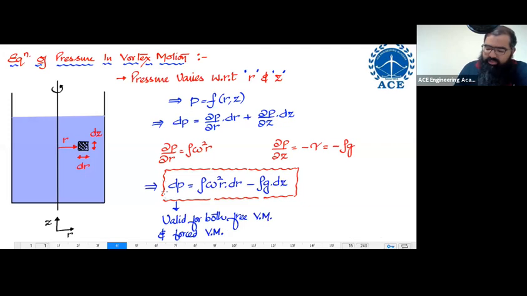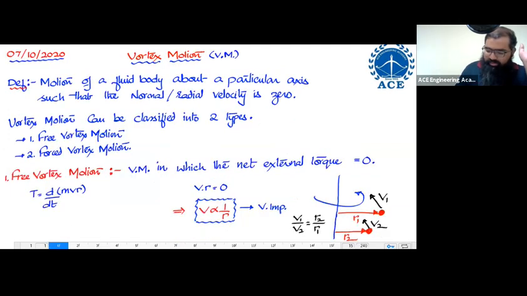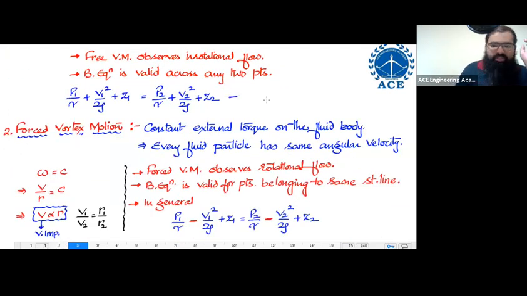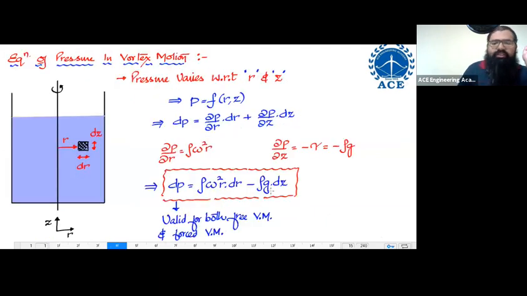If you only know this particular equation, and you know how velocities vary with respect to R, that is, velocity directly proportional to R for forced, velocity inversely proportional to R for free, everything in this chapter you can get. Basically, these two equations are the result of integration of this equation. If you integrate it, this will give you the pressure term, the velocity term, and the datum term.